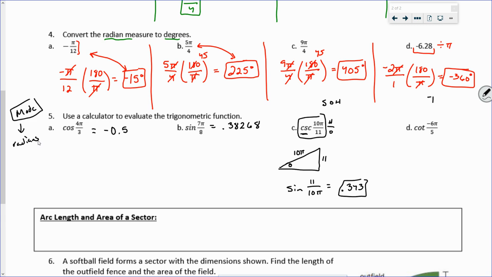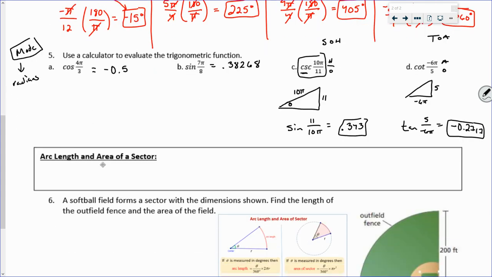Same idea over here. TOA is opposite over adjacent, so cotan is adjacent over opposite. So if we know that adjacent is -6 pi, opposite is 5, then equivalently we should be able to do tan of 5 over -6 pi and get the exact same thing as cotangent of that. And get -0.2717-ish with a little bit of rounding in there.